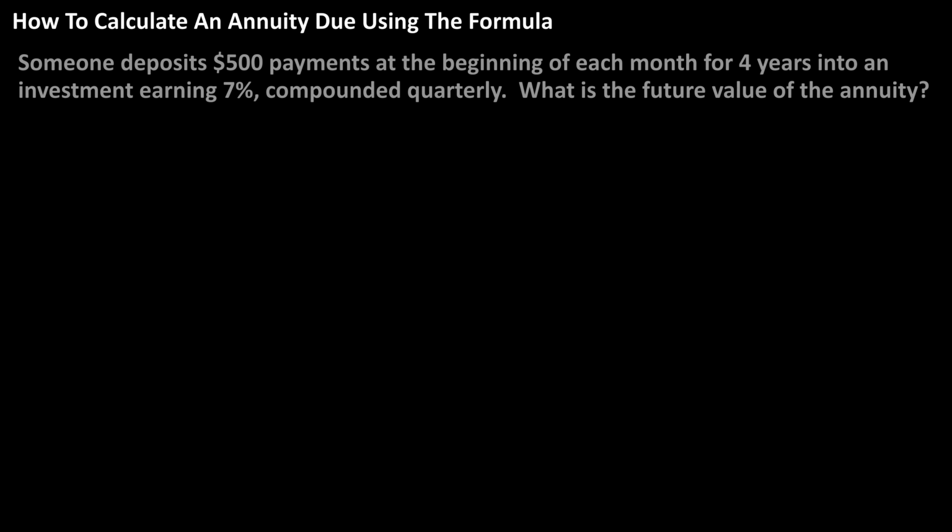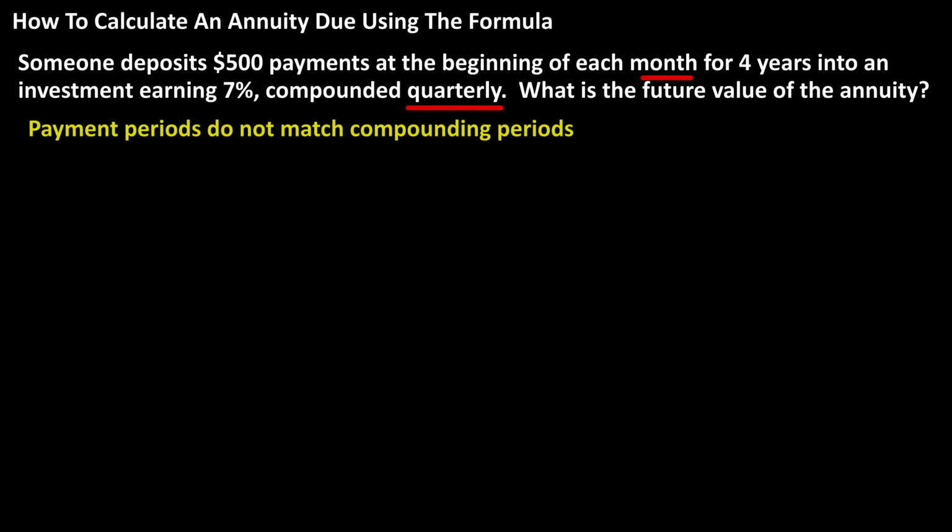One last example. This time someone deposits $500 at the beginning of each month, again for 4 years. The yearly rate is 7%, but is compounded quarterly. What is the future value of the annuity? So again, the compounding periods do not match the payment periods. Monthly payment or deposit periods and quarterly compounding periods.